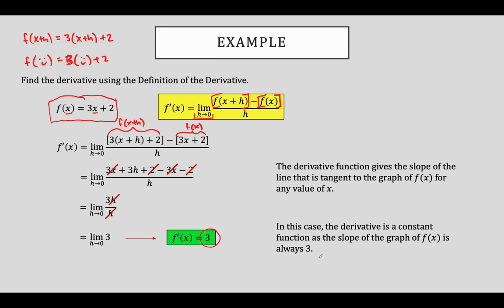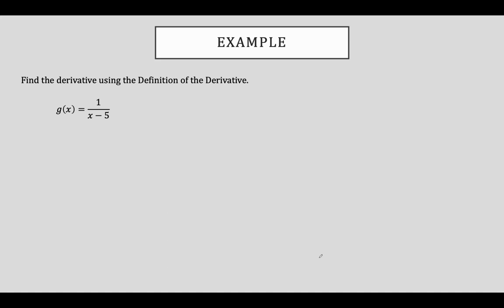Let's look at finding another derivative. Find the derivative using the definition of the derivative. g of x is equal to 1 over x minus 5. In this case, the only thing that changes is that instead of f prime of x, we now have g prime of x, g with an apostrophe. That's going to be our derivative of the function g, is equal to the limit as h approaches 0 of g of x plus h minus g of x all divided by h.